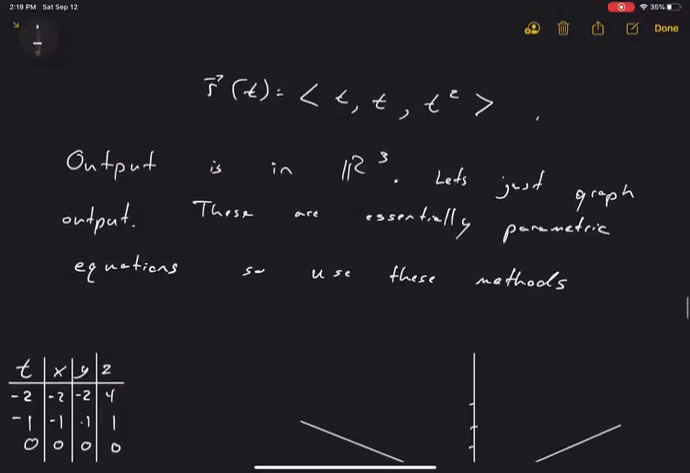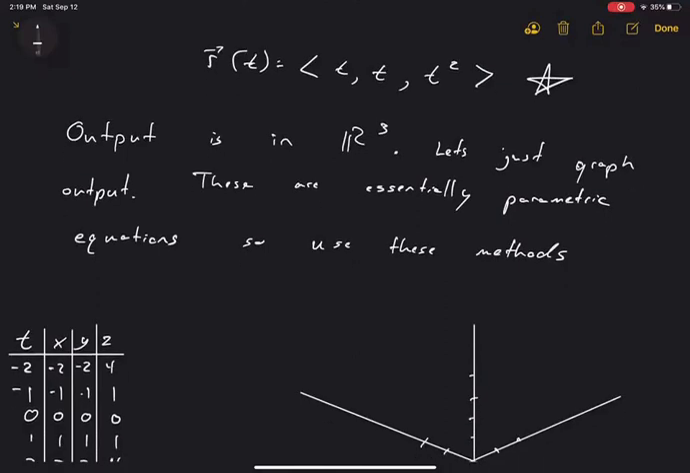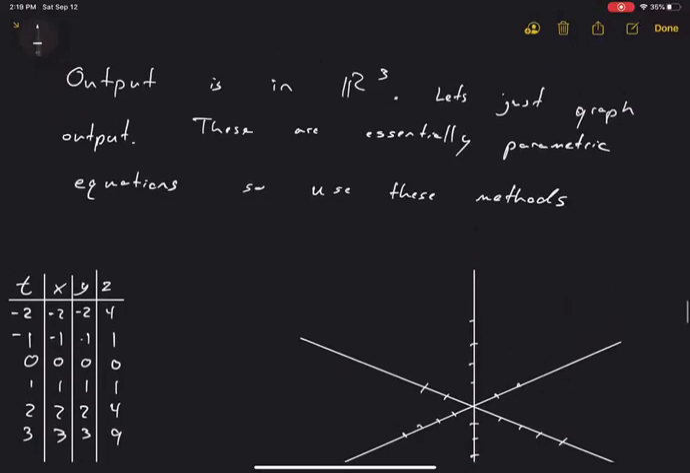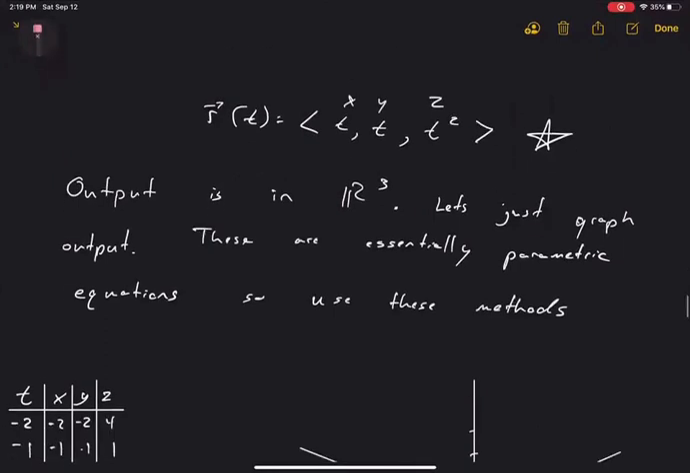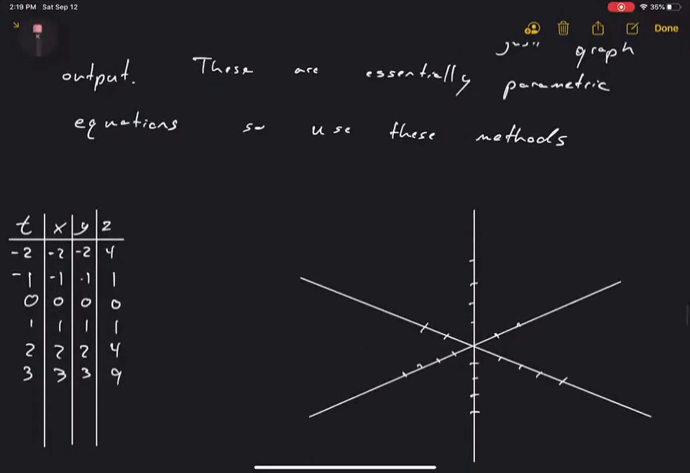So let's look at this one in particular, and let's just make a table of our t values, x values, y values, z values, right? These components are like x, y, and z, right? So let's write our function again here. Okay, so that's our vector valued function. So let's make a table of values, which I've done already here. You can pause and do it yourself if you like.